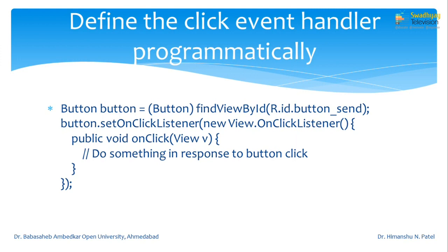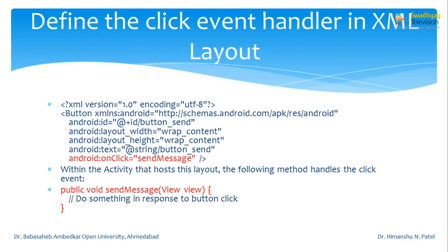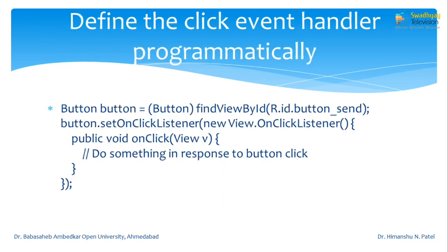So, we create one button object which represents your button, and we call the findViewById method, and remember our ID is button underscore send. In the previous slide you saw this value, button underscore send, is the name or ID for the button. So, we should use the same ID here.